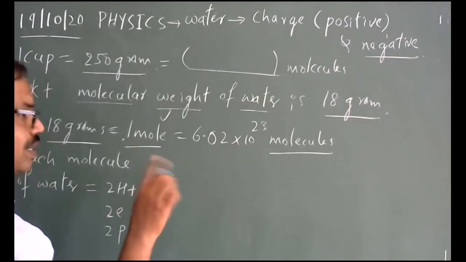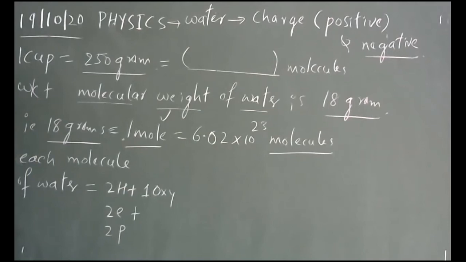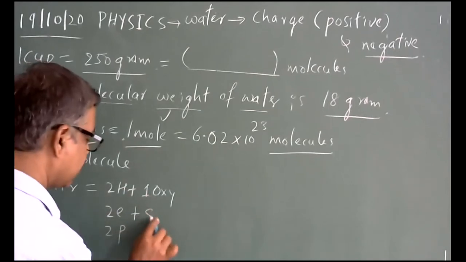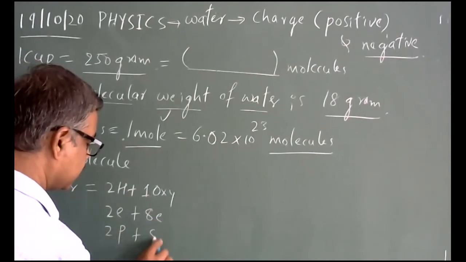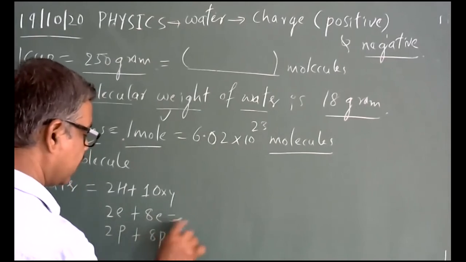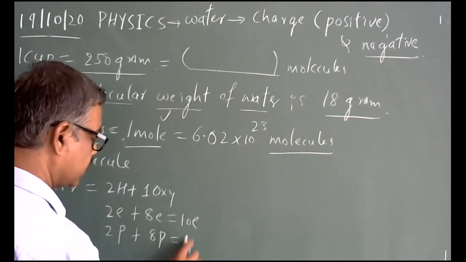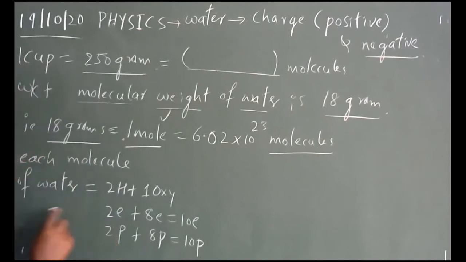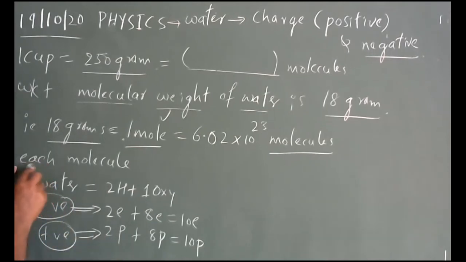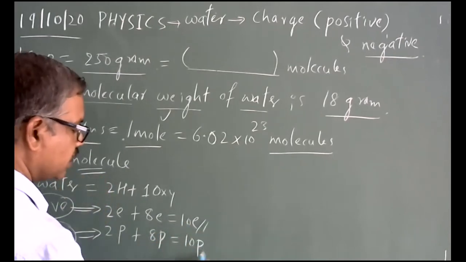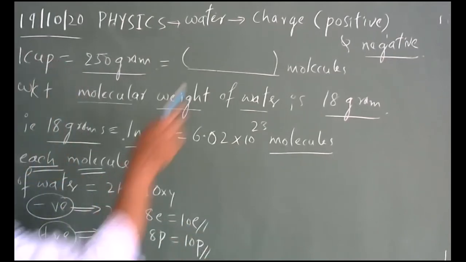1 oxygen means oxygen atomic number is 8, atomic mass is 16. It has 8 electrons plus it has 8 protons. Together I say 10 electrons, together I say 10 protons. This is called charge, negative charge. This is called positive charge. Means each molecule, 1 molecule of water equals these many electrons, these many protons. Now how to calculate this?